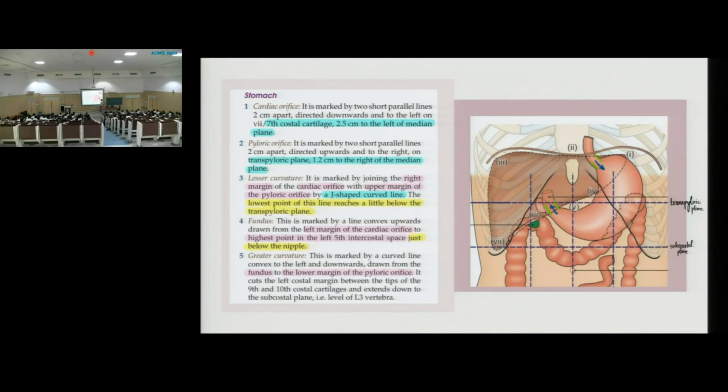It is separated by two centimeters, two parallel lines, downwards and towards the left. What point? 2.5 centimeter to the left of the median plane. What level? 7th costal cartilage. First point clear. Second point, the next orifice, the pyloric orifice.